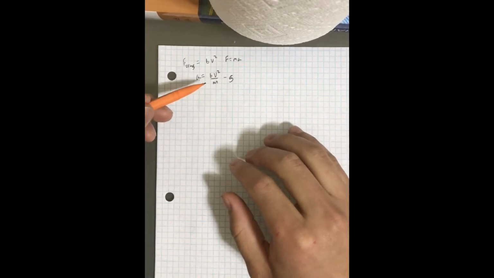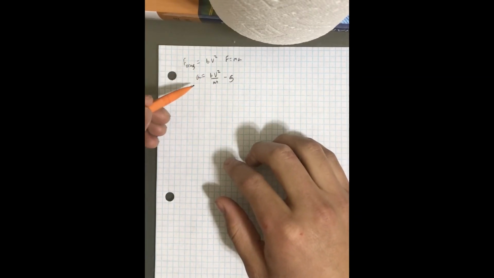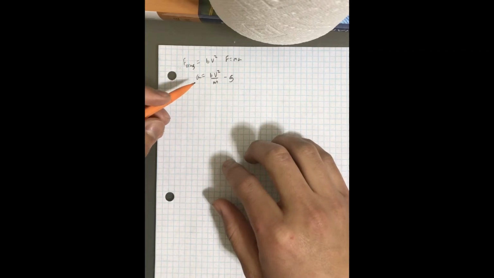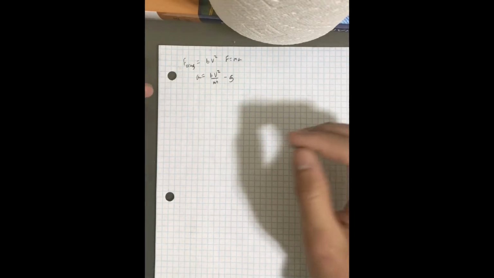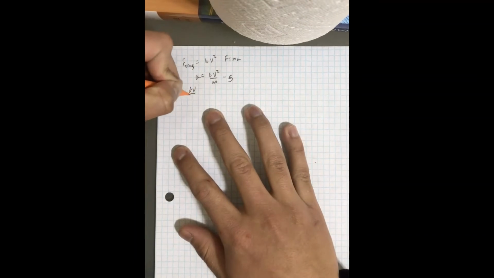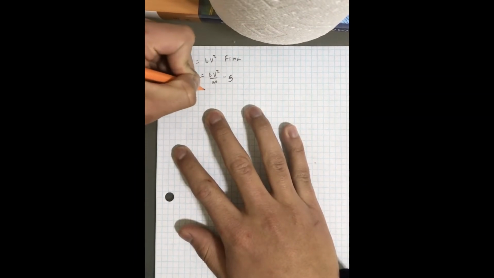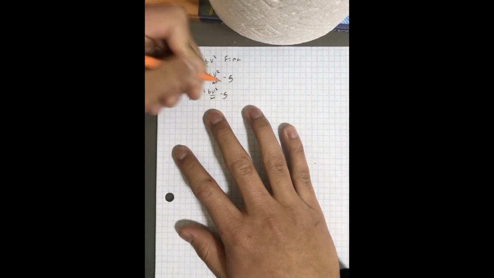Now the problem with solving for v or x in terms of t is that this function has velocity as a variable, and so if we want velocity as a function of time or position as a function of time, we're going to use separation of variables. So acceleration is just equal to dv/dt. That's going to be equal to bv squared over m minus g.